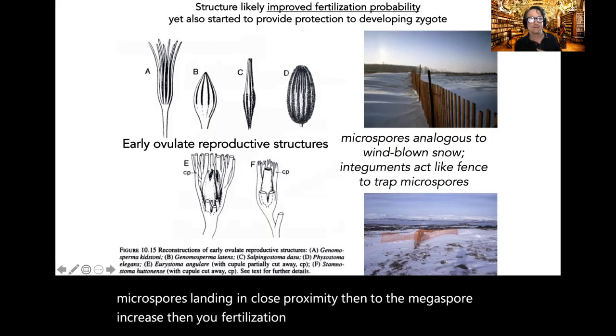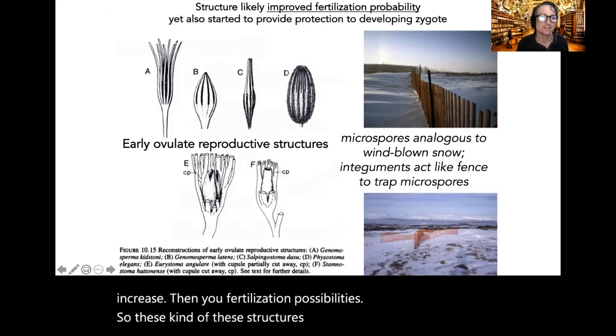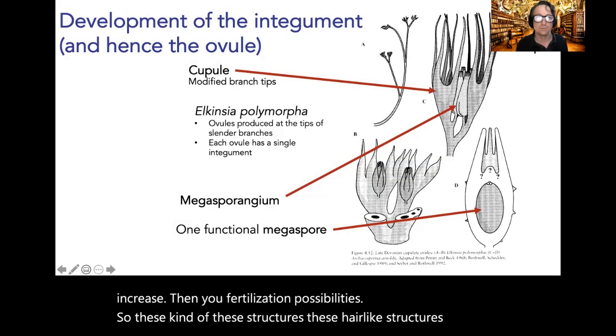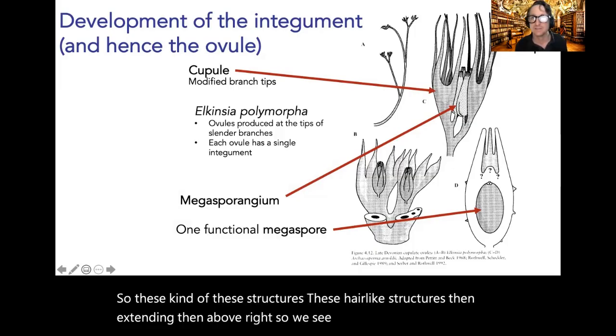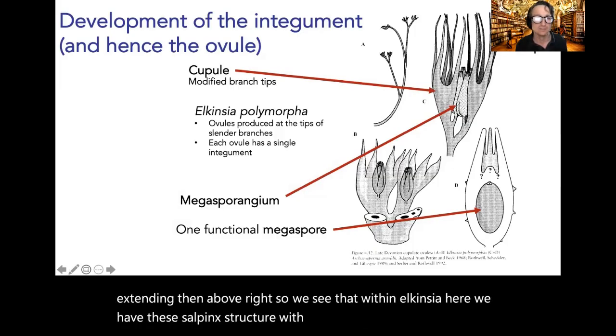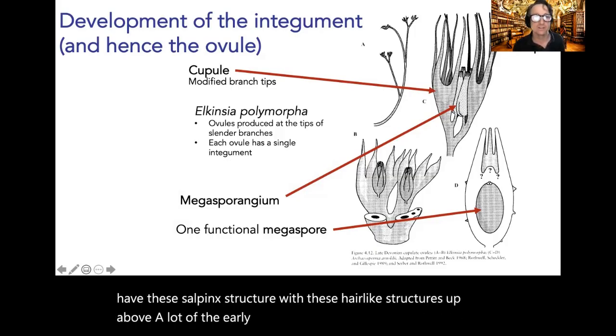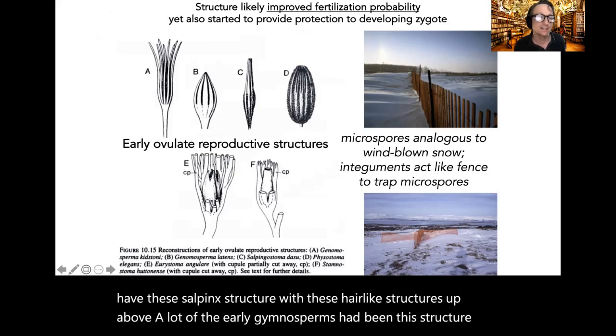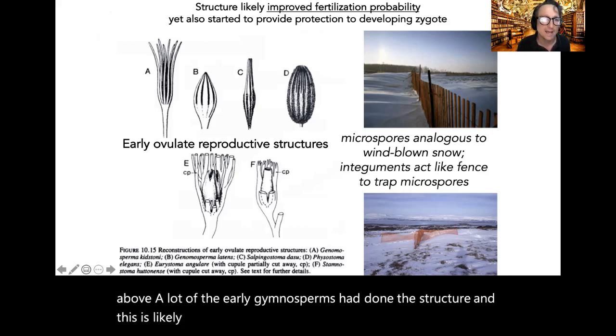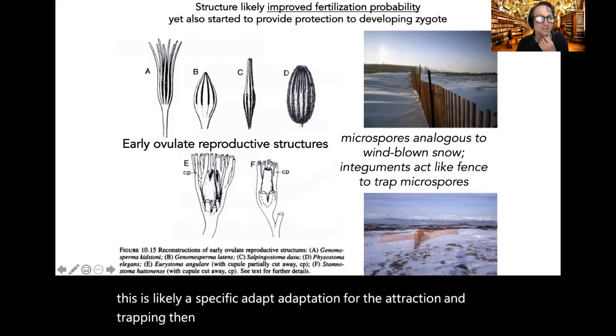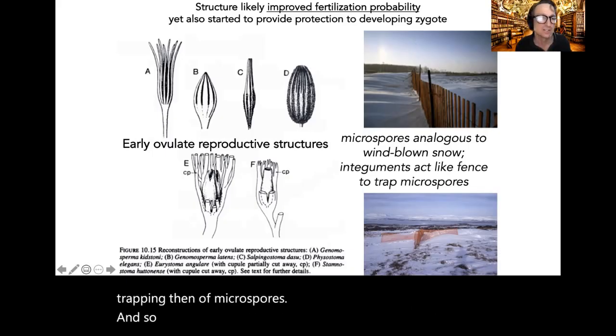Okay. So these hair-like structures extending above, right? So we see that within Elkinsia here, we have the salpinx structure with these hair-like structures up above. A lot of the early gymnosperms had this structure. And this is likely a specific adaptation for the attraction and trapping of microspores. And so we give this analogy of a snow fence.